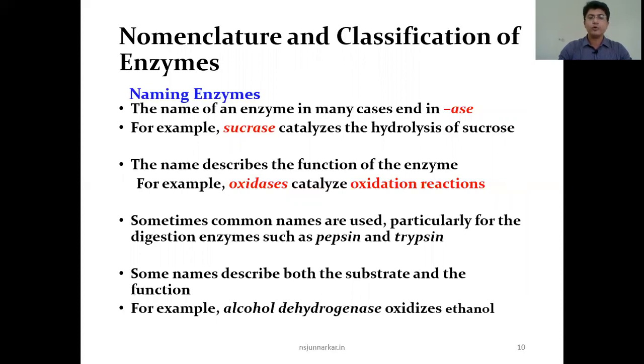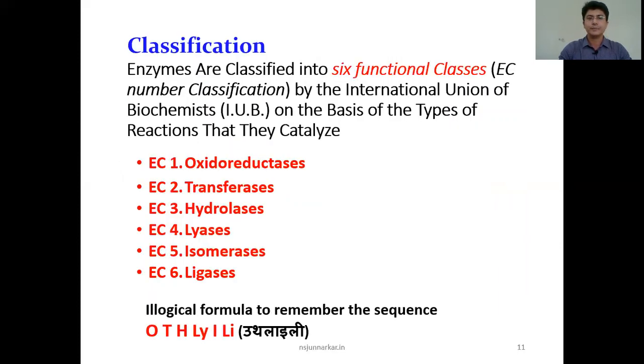Some names describe both the substrate and the function. For example, alcohol dehydrogenase, which oxidizes ethanol. Classification of enzymes is done into 6 functional classes, which is referred to as EC classification or Enzyme Commission number classification by the International Union of Biochemists, IUB, on the basis of the types of reactions which they catalyze.